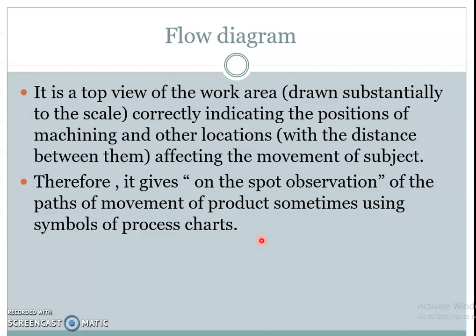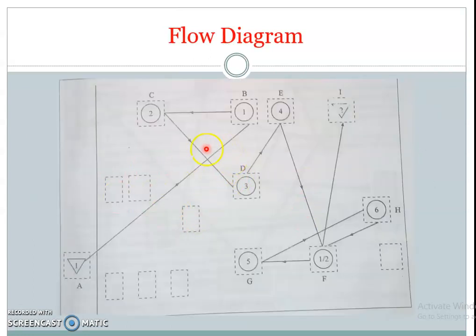So flow diagrams are very useful, and usually they are drawn to scale. They show the relative position of production machinery, jigs, fixtures, gangways, etc., and mark the path followed by men and materials. So it gives on-the-spot observation of the path of movement of the product, sometimes using the symbols of processes. In the next slide, let us see one of the flow diagrams.